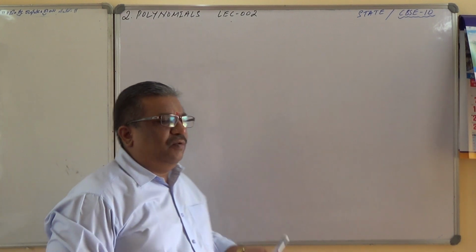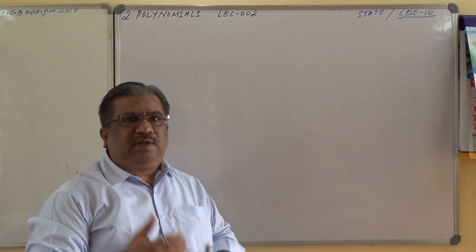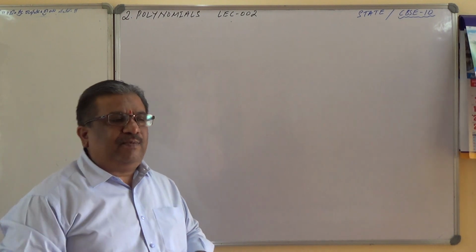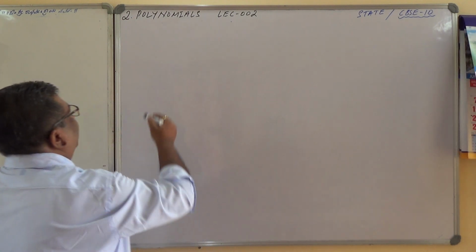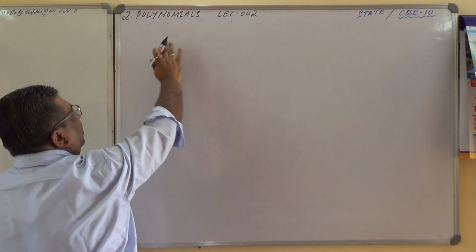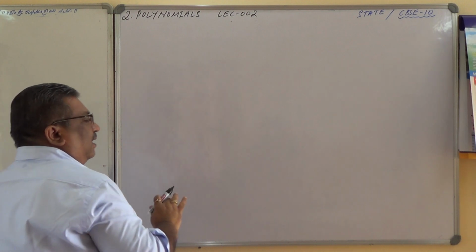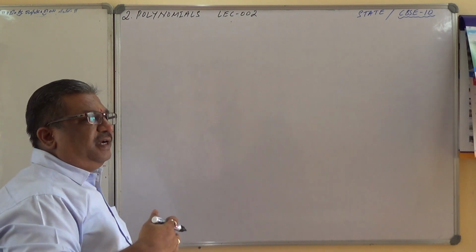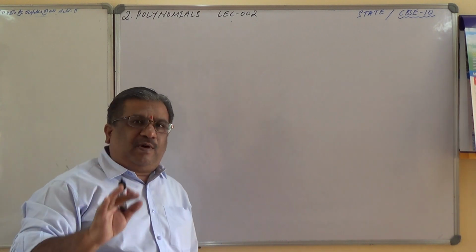So we'll write now important conclusions: sum of zeros and product of zeros, and also one remark I am going to write. Let us see that. First, let us establish the relationship between the quadratic polynomial and the zeros. What we have checked right now is only with respect to the quadratic polynomial.